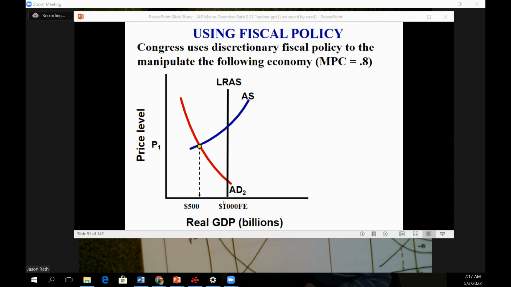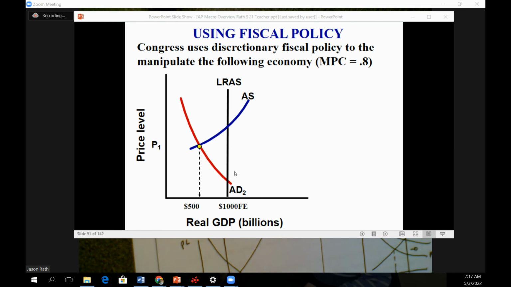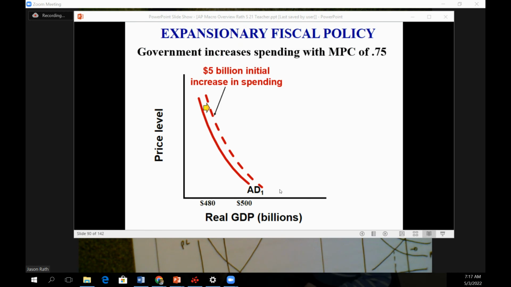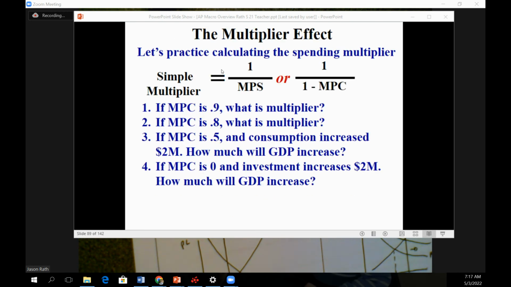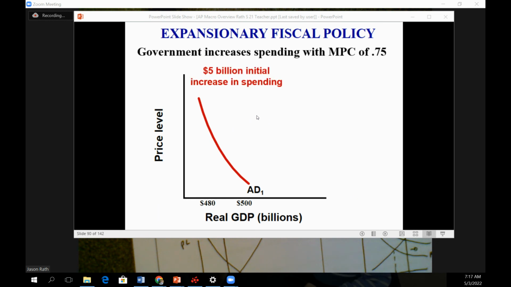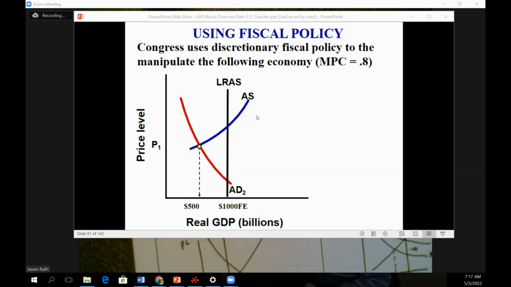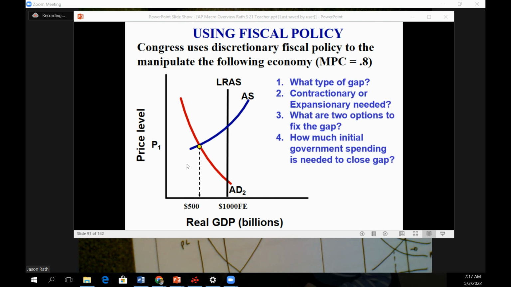What's the equation? It's 1 divided by, it'd be 0.2. What's the equation, you want me to go back to that? It's this right here. No, the other one that you need. You just need that one. This is telling you what's the type of gap, contractionary, expansionary, what are the two options to fix it, and how much initial government spending is needed.